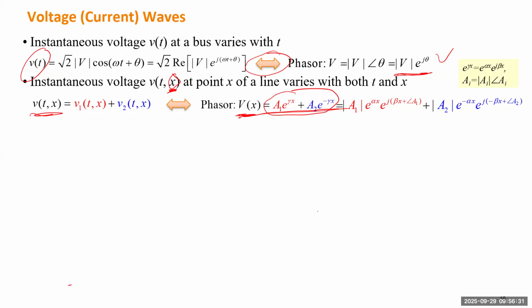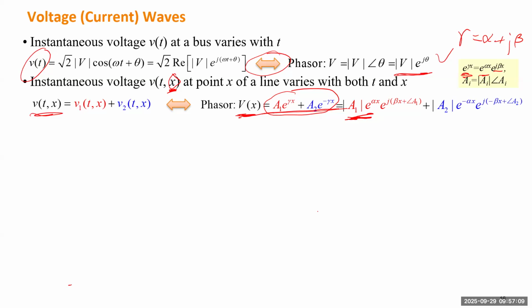So we have two items. The first item, the magnitude, will be the product of the magnitude of A1 and the magnitude of e^(gamma x). Gamma is equal to alpha plus j beta. So e^(gamma x) will be e^(alpha x) multiplied by e^(j beta x), where the exponent is j beta x.